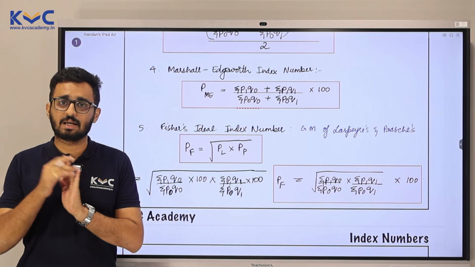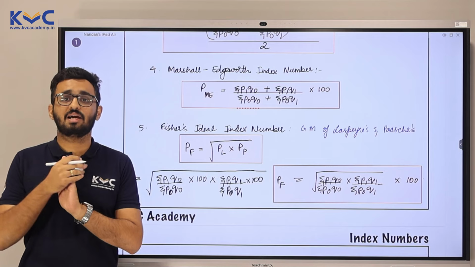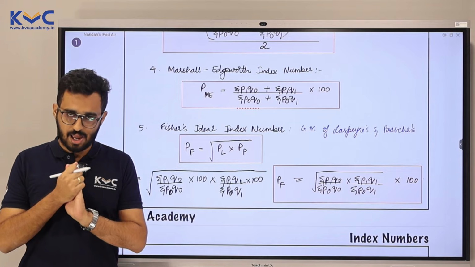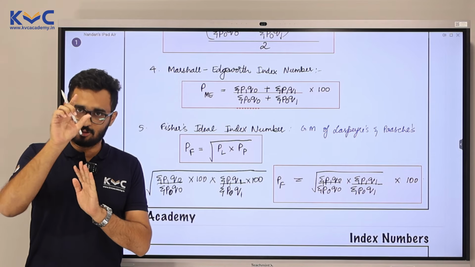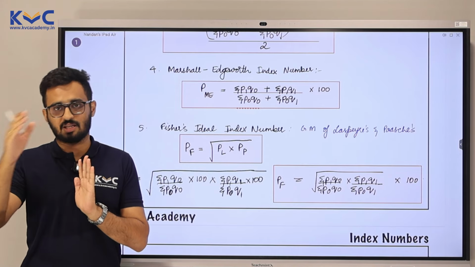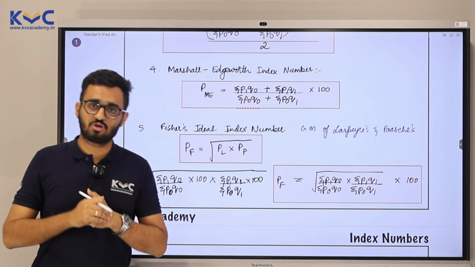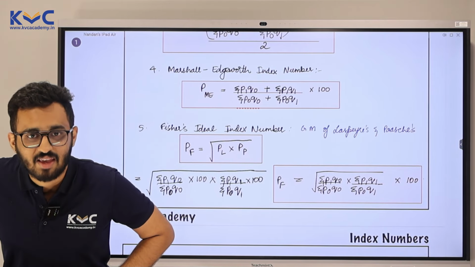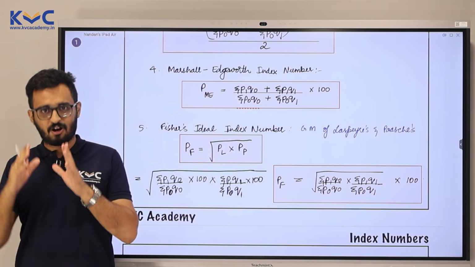Laspeyres uses base year quantity, Paasche's uses current year quantity, Dorbish-Bowley is the average of Laspeyres and Paasche's, that is AM. Marshall-Edgeworth: add the numerators of Laspeyres and Paasche's, add the denominators of Laspeyres and Paasche's, into 100. Fisher's is the geometric mean of Laspeyres and Paasche's. Is that clear? Wonderful. So that is about the formulas.